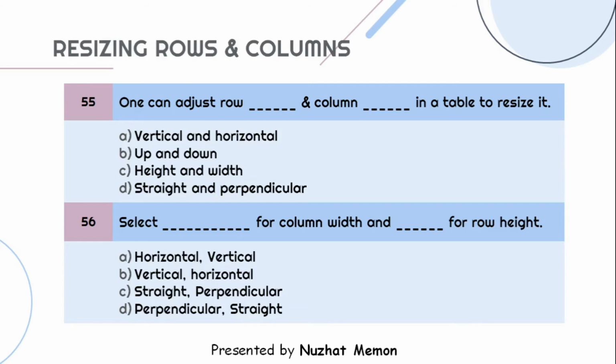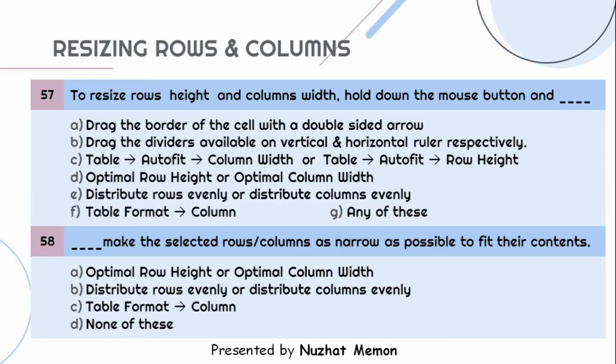55. One can adjust row height and column width in a table to resize it. 56. Select vertical for column width and horizontal for row height. 57. To resize row height and column width, hold down the mouse button and drag. There are a total of 6 methods for this. We will see all of them one by one, right?